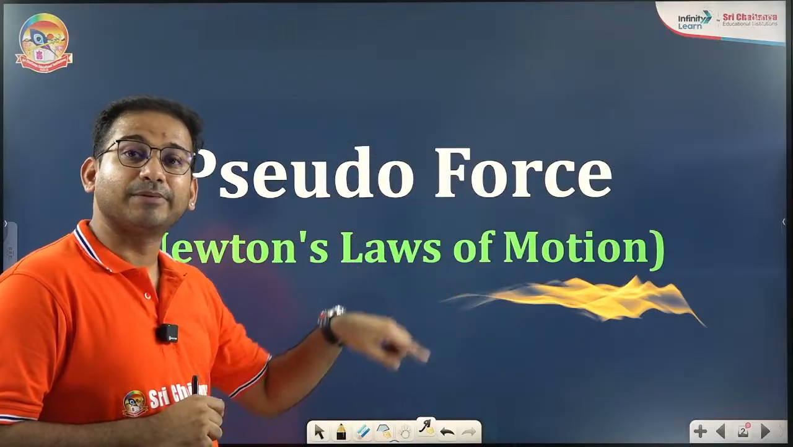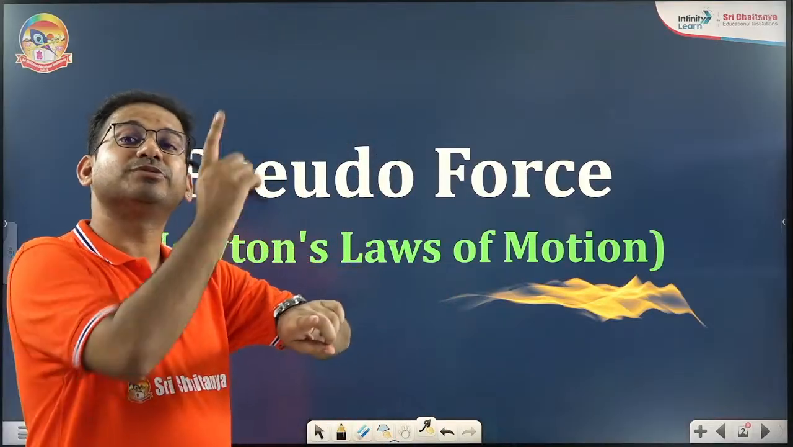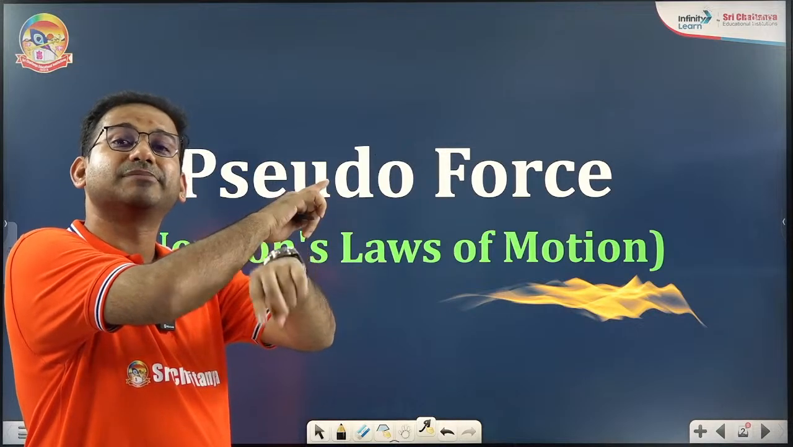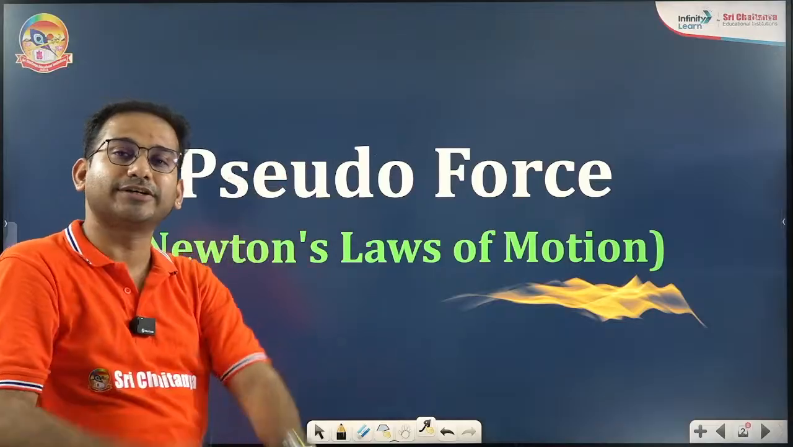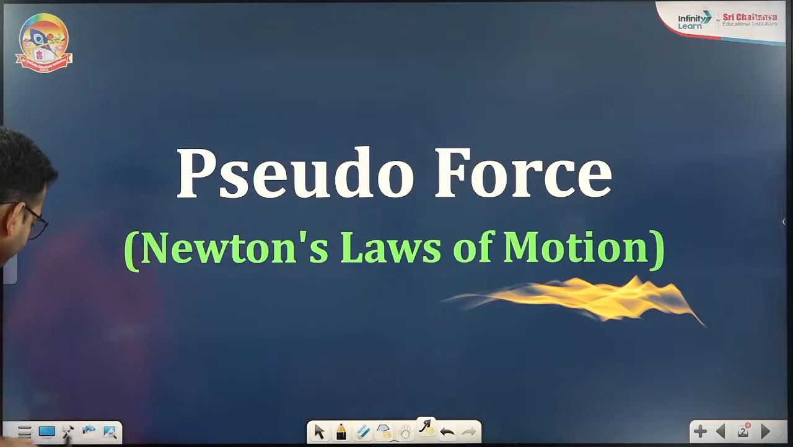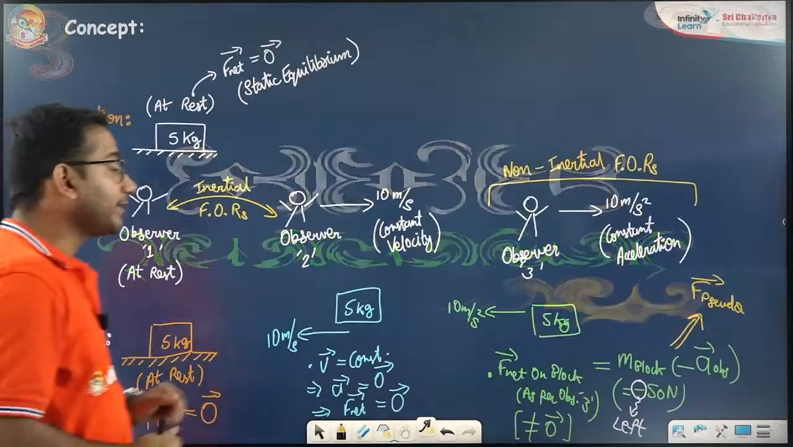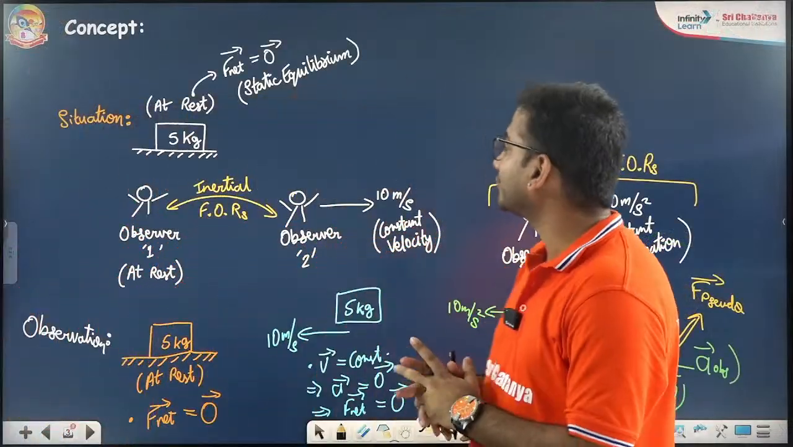Pseudo force must be applied on the object whenever the observer is accelerated. Mass will be the mass of the object, acceleration will be the acceleration of the observer, but in the opposite direction. That's the end of story. Now, let us take a quick recap of the concept we have learned so far.